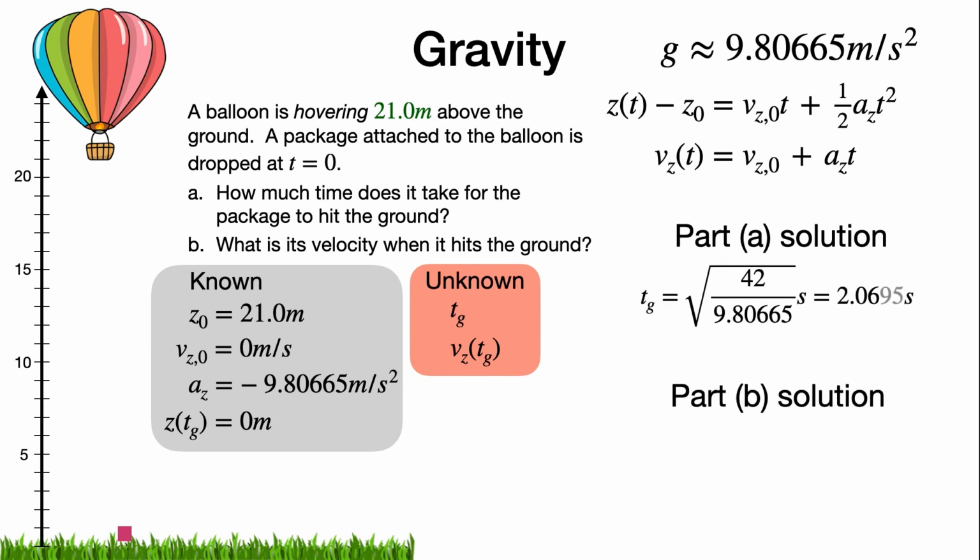All right, to solve part B, we're now going to use the second equation for velocity as a function of time. And the velocity when we hit the ground at time t sub g is going to be minus the acceleration due to gravity times the value of t sub g, which we have just computed. And again, we can easily carry out the multiplications, cancel the seconds, and we wind up with minus 20.2949 meters per second. So this was a very easy problem to solve.